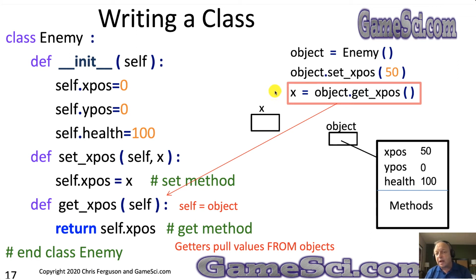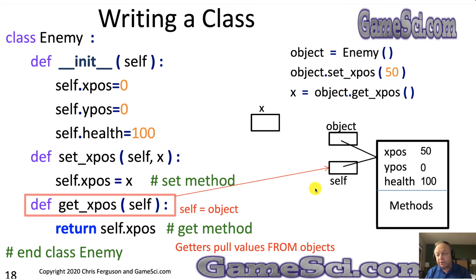X equals object.getXPosition. When we invoke a method using the object reference, we will set self automatically to the same reference. What does that mean? Self will point to the same thing that object points to. That's what that means. Getters pull values from objects. This time we will extract a value from the object and send it back to the caller. With self equal to object, you can see that self is pointing to the same thing that the object reference variable is pointing to. So whatever we do from self, it's coming from the object reference.